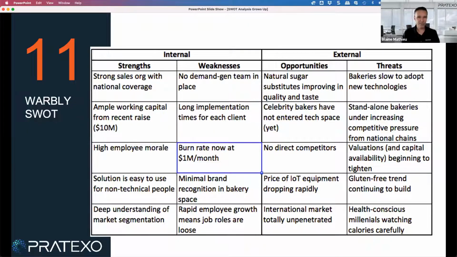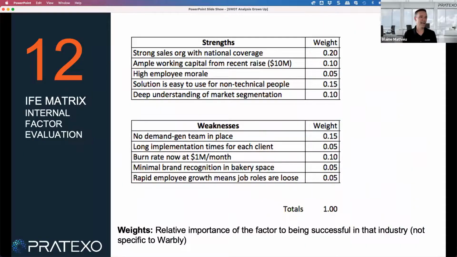And this is where most companies would stop. They would say, okay, we've got our SWOT analysis, now let's move on to our pipeline call. But of course, what we should do is figure out what we're going to do about any of this. And Mason, I'm going to address your question right now: how do we prioritize what the internal and external factors are? So we're going to run an IFE matrix, internal factor evaluation matrix, and an EFE matrix, external factor evaluation matrix.